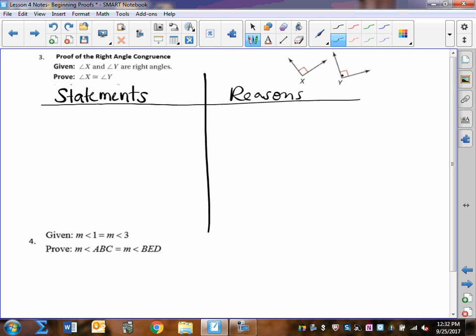Here we have angle X and angle Y are right angles. Now in our diagram here, it looks like they already drew in that right angle notation. So there's nothing more we can really add to the picture. Now we're trying to prove that angle X and angle Y are congruent, which again, that's what our theorem says. So we cannot use the theorem, that's what we're trying to prove. But let's brainstorm about how we can get there. They didn't give us any other information on our diagram, but they told us that they're right angles.